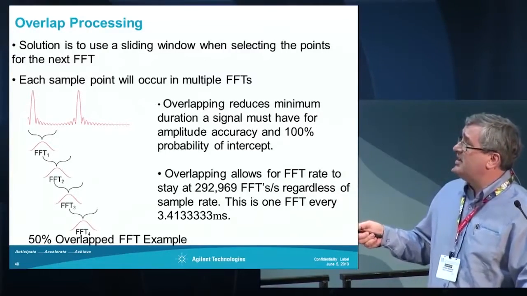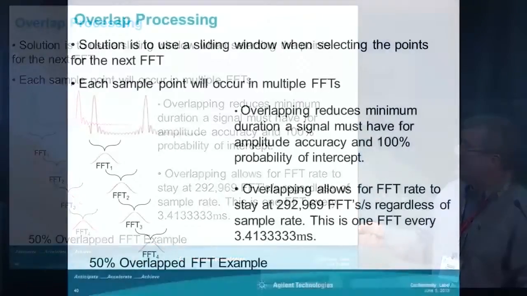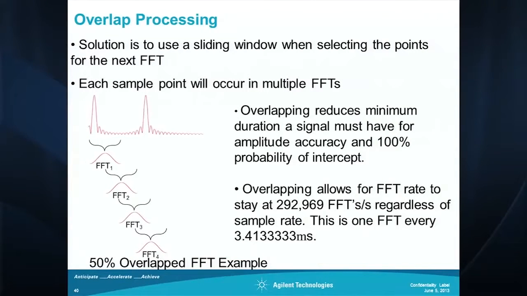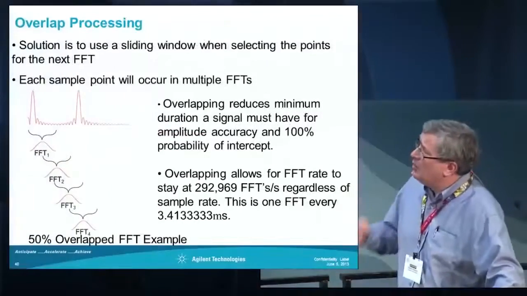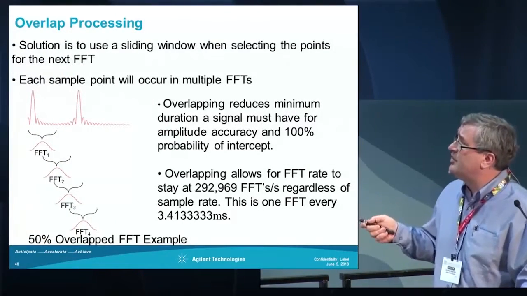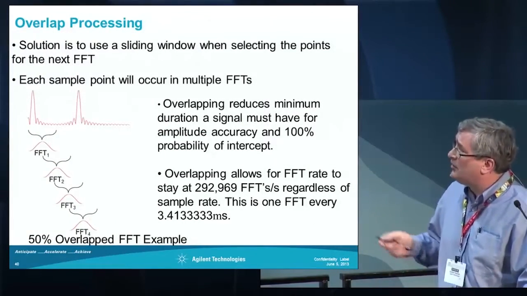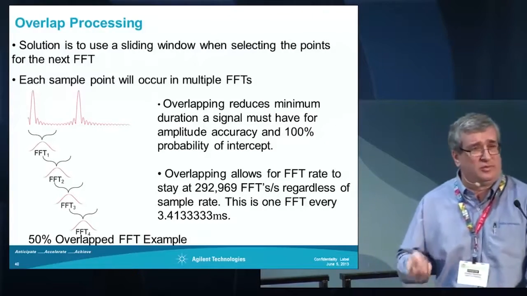We take a number of samples, we window them, FFT them, and that goes to the display. Then we shift it so that the upper half is now in the lower half, and we keep doing this. This is with a 50% overlap window. What this does is reduce the signal duration we need for 100% probability of intercept. This is what's going on here.